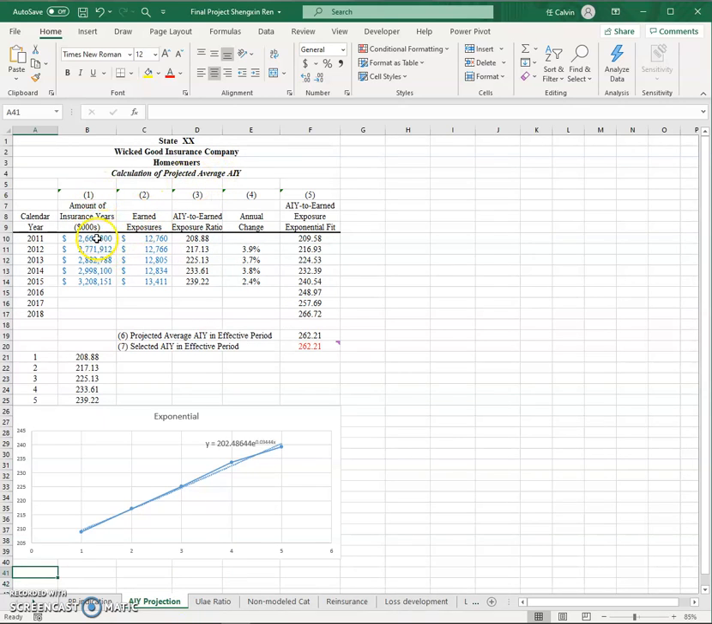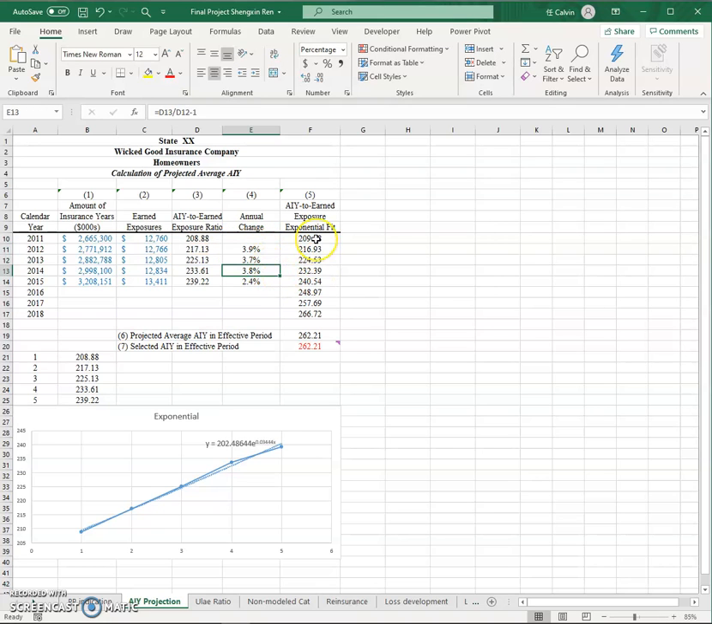And you can see that the amount of insurance years and earned exposure are given, and the AIY to earned exposure ratio is just the amount of insurance years divided by earned exposure, and we get the ratio from 2011 to 2015. And the annual change is to use the current year's exposure ratio divided by the last year and minus 1. We get the annual change.